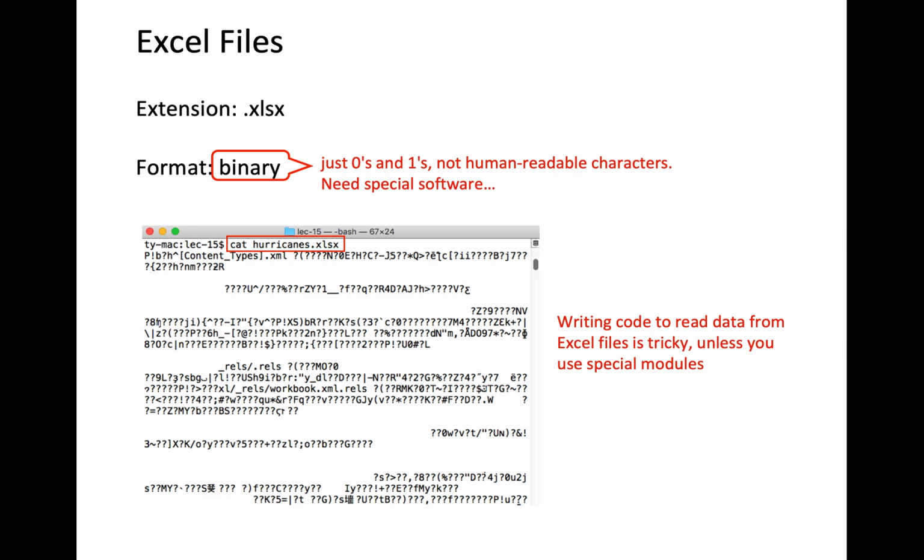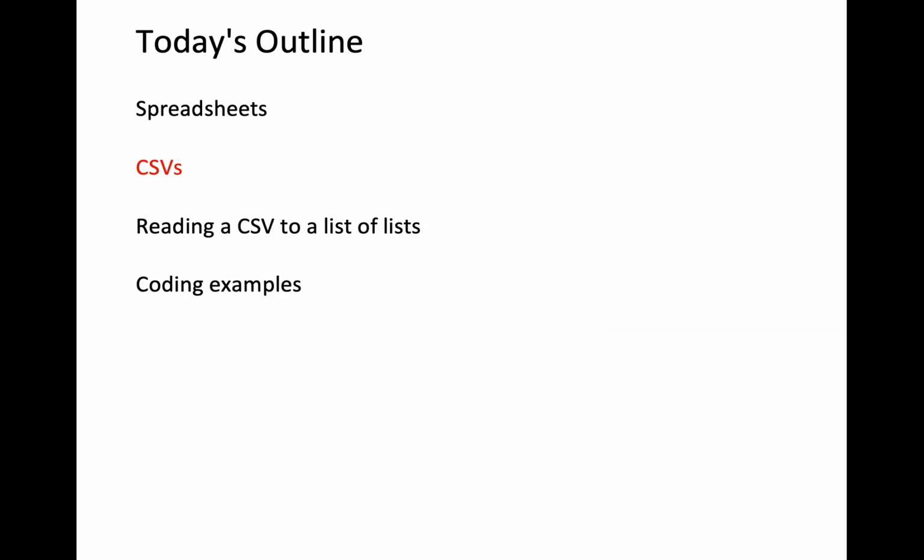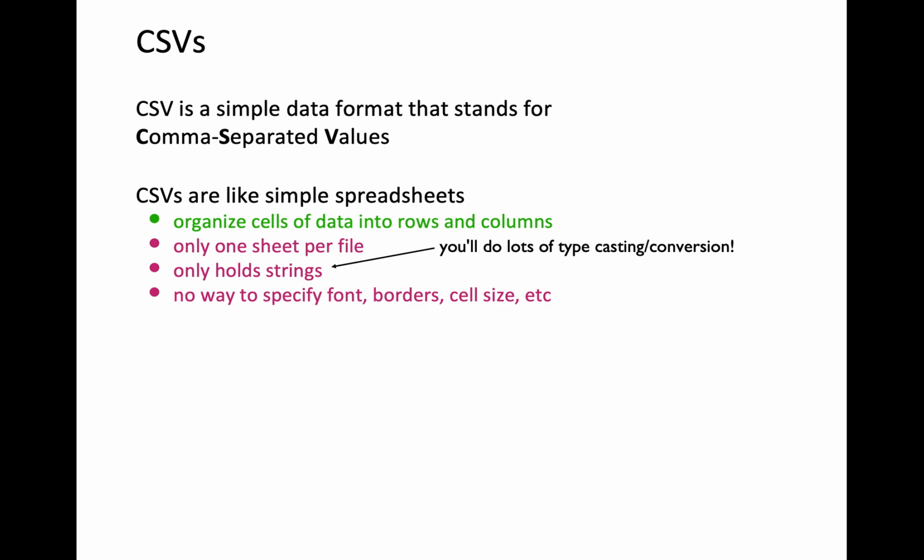Because of the binary format, it is very tricky for us to be able to write code to read data from spreadsheet files. We need to use specialized modules to be able to do that. That is why we'll be dealing with CSV file format. CSV stands for comma separated values. Let me compare and contrast CSVs with spreadsheets.